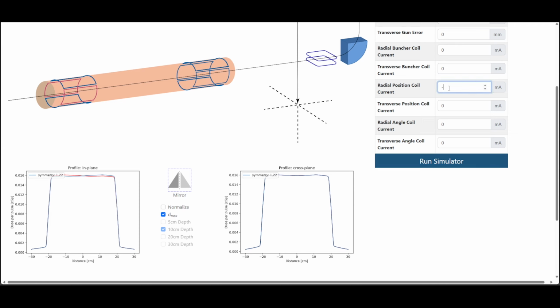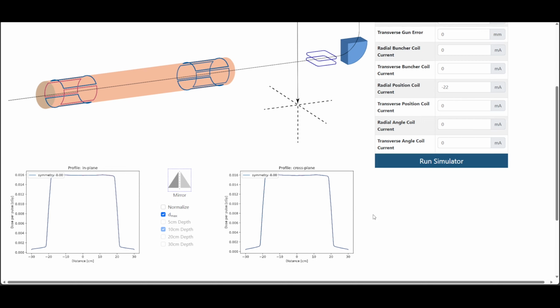I will introduce -25 mA current in the radial positional coil. Let's run a simulation and see what it gives us. Almost. How about -22 mA? Nice, a perfectly symmetrical profile. Similarly, cross-plane profiles are affected by the transverse coils.